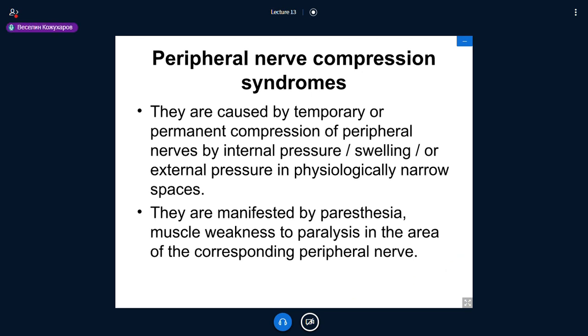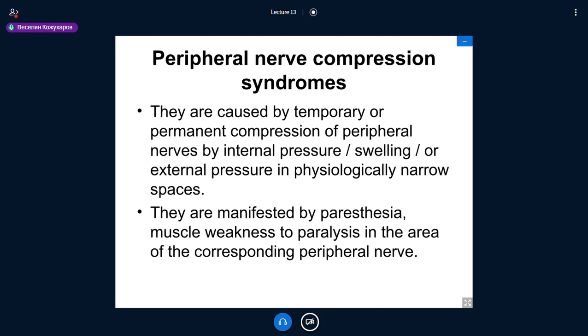And the final subject of those neurological diseases for this evening is peripheral nerve compression syndromes. They're caused by a temporary or permanent compression of peripheral nerves by internal pressure, swelling, or some volume process, or external pressure in physiologically narrow spaces.